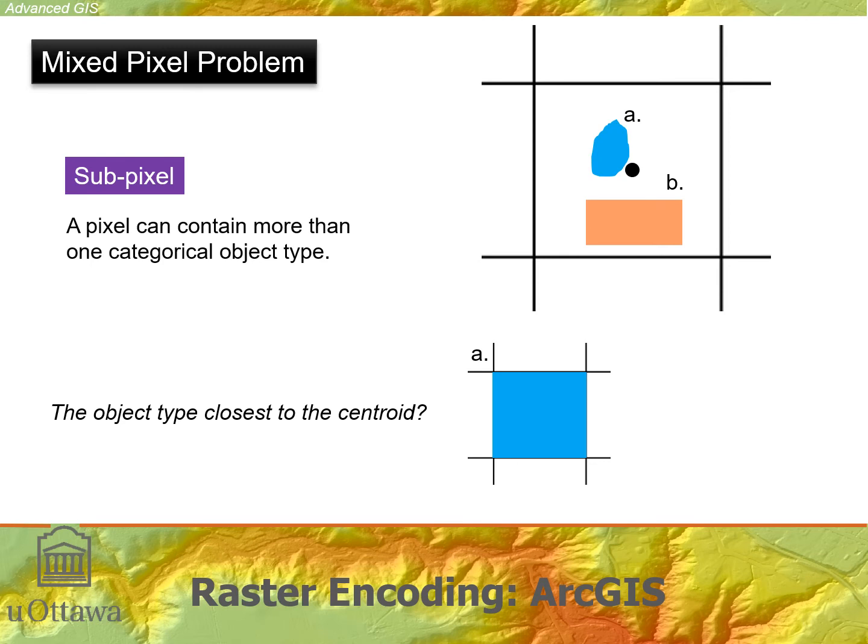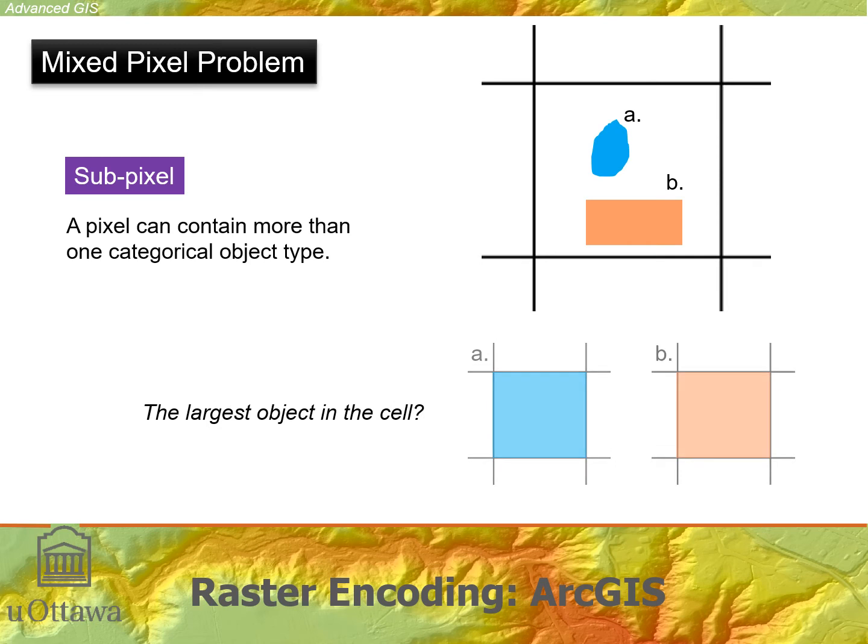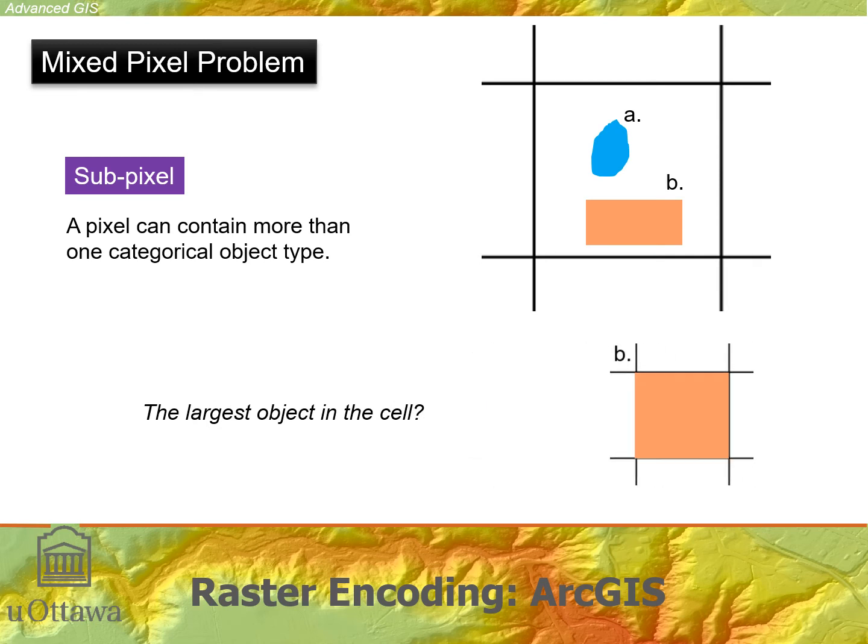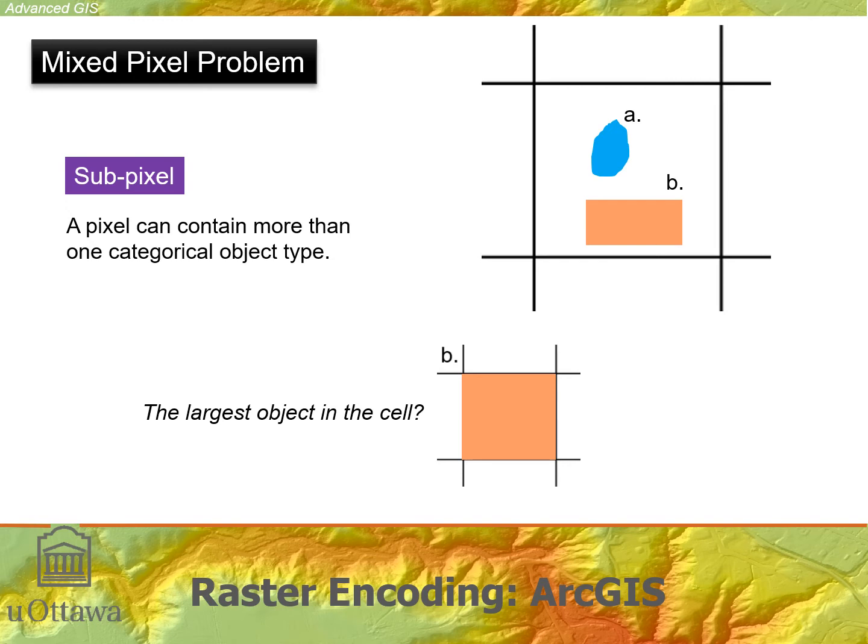However, you might note by looking at it that blue is actually smaller in area than orange. So A is smaller than B in total area. So instead we could say, what is the largest object in the cell? It happens to be the orange one. So now we'll let the cell represent the orange one. And that's a choice that you make when you encode to raster.